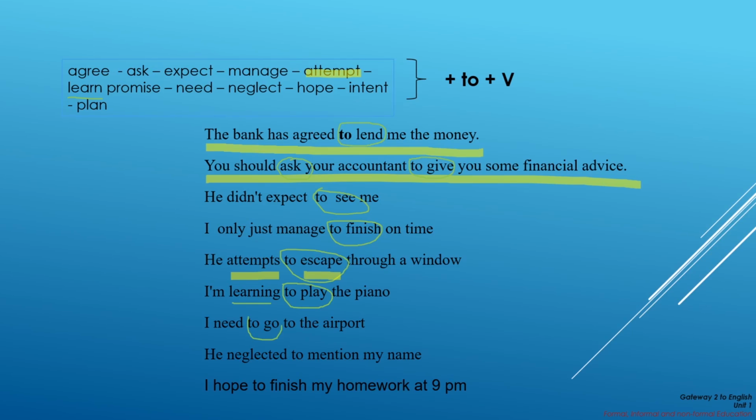I need to go to the airport. We cannot say I need go to the airport. Otherwise, it will be a mistake. So we need to say I need to go.